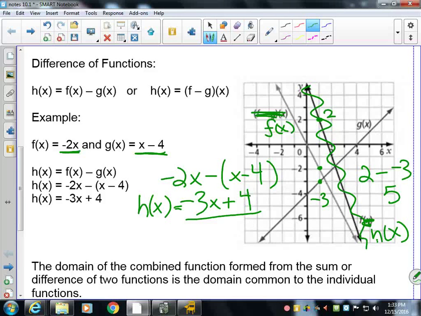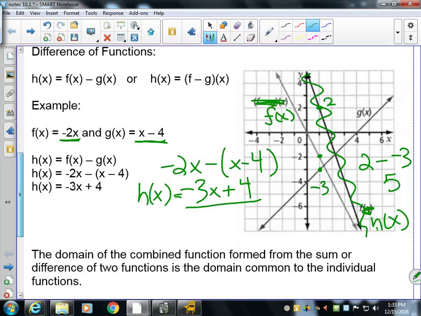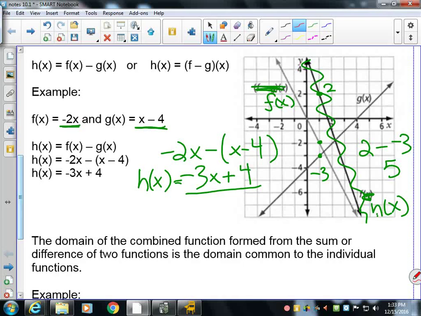Do you guys get that? Let's pick a different x value, just so that we know we're good. Let's pick 2. So we have a value at negative 4, and we have a value at negative 2. It's f of x minus g of x, right? So f of x is negative 4 minus g of x, which is negative 2. So we actually get an answer of negative 2, right? That was when x equals 2.